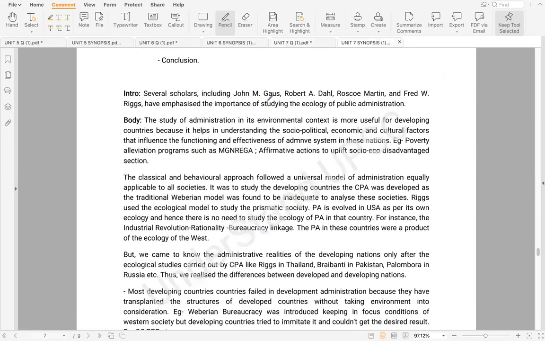Introduction. Several scholars such as Gaus, Dahl, Martin, Riggs have emphasized the importance of study in the ecology of administration. Body. The study of administration in its environmental context is more useful for developing countries because it helps in understanding the socio-political, economic, and cultural factors that influence the functioning and effectiveness of administrative systems in these nations. For example, poverty alleviation programs such as MGNREGA, affirmative actions to uplift socioeconomically disadvantaged sections. These are all things that we will see in developing countries only, right? So that is why studies in the context of their environment becomes important in such countries.